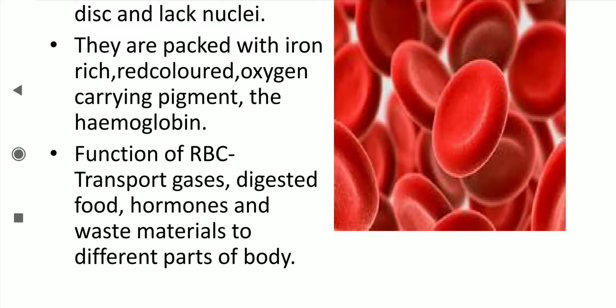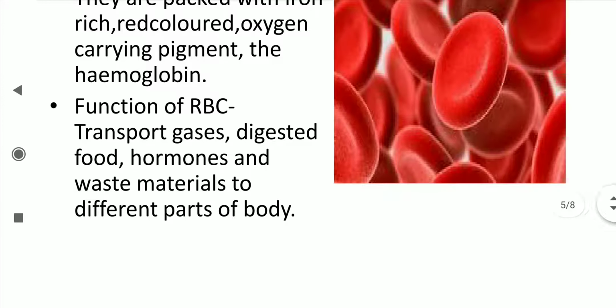And what is the function of hemoglobin? To carry oxygen. Children, the oxygen which we breathe in goes into the blood, and this oxygen attaches with what? Hemoglobin, and then it moves from one place to another. Okay. What is the function of RBC? As I told you just now, it carries oxygen. Second, transport of gases. It takes oxygen from the lungs to different parts of the body, and it collects carbon dioxide from different parts of the body and takes this carbon dioxide to the lungs.